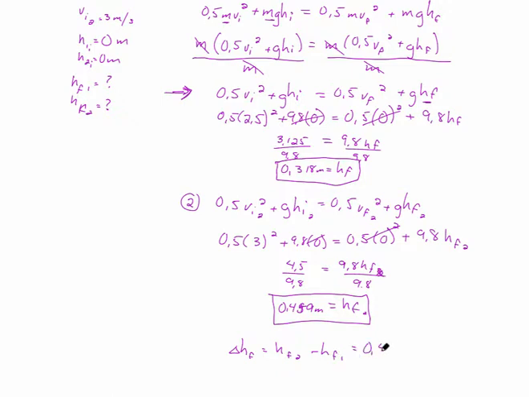So I've got 0.459 minus 0.318, and that gives me for answer 0.141 meters, which is the same as 14.1 centimeters. So as a summary, the difference of height between the ball that was at 3 meters per second at the base of the ramp versus the one that had a velocity of 2.5 is actually 14 centimeters. Okay, so one goes up higher than the other by 14 centimeters.